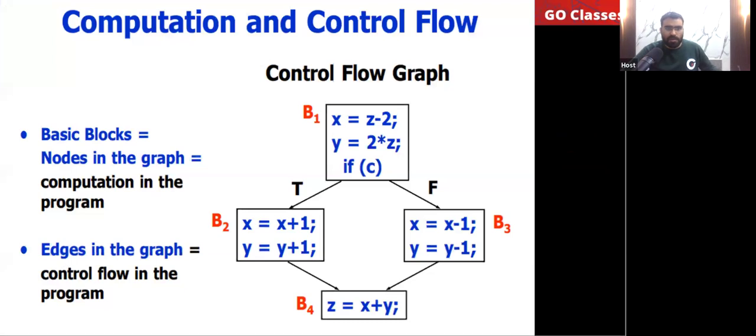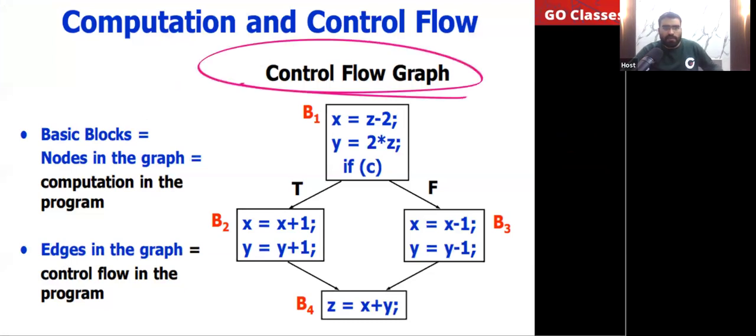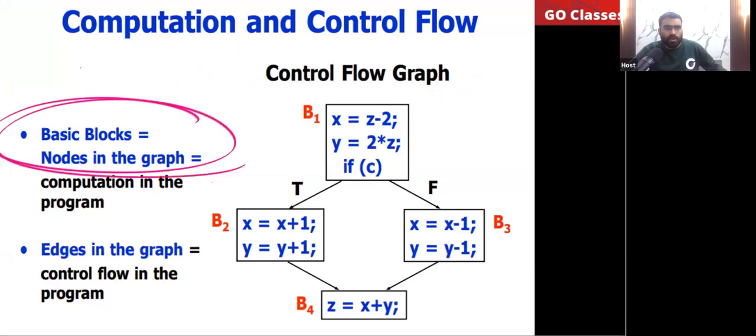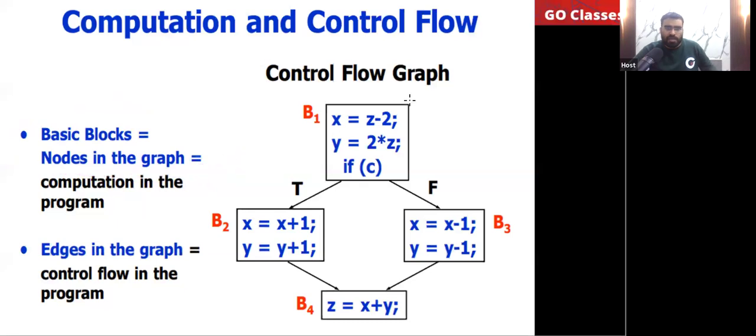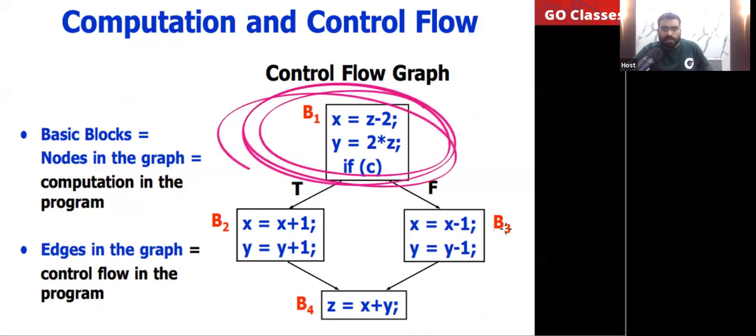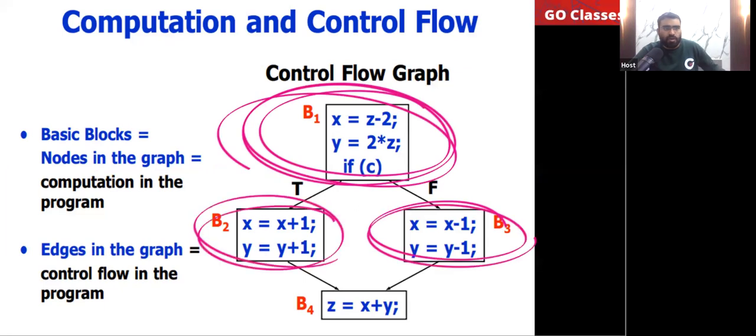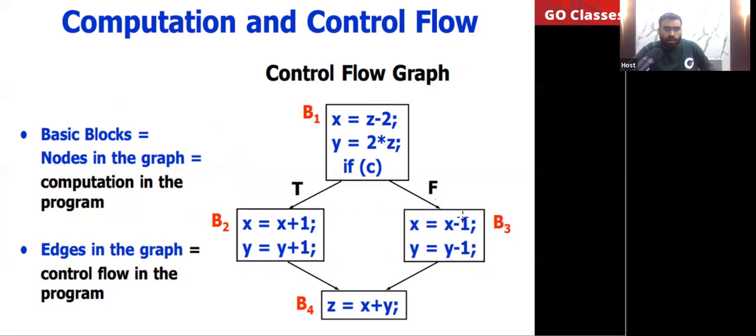So in a control flow graph, the basic blocks are the nodes, or vertices, of the graph, and the edges indicate the flow of control. Like this, you can see, this is your control flow graph. The nodes are the basic blocks. This is a basic block, this is a basic block, this is a basic block. And the edges are telling you the flow of control.